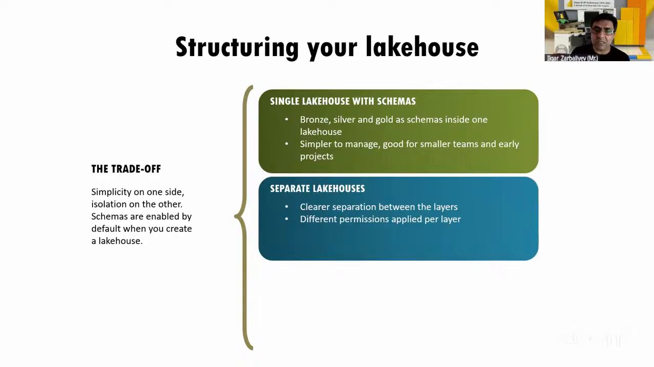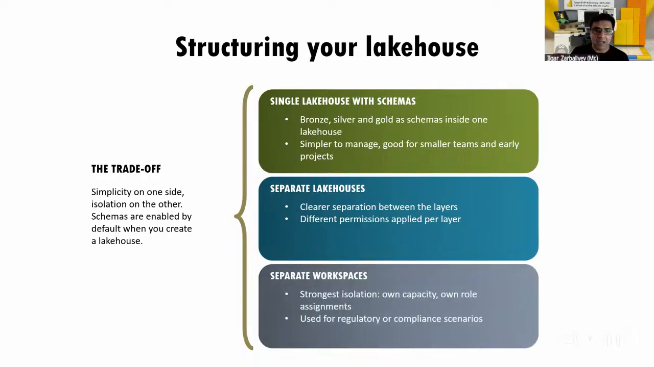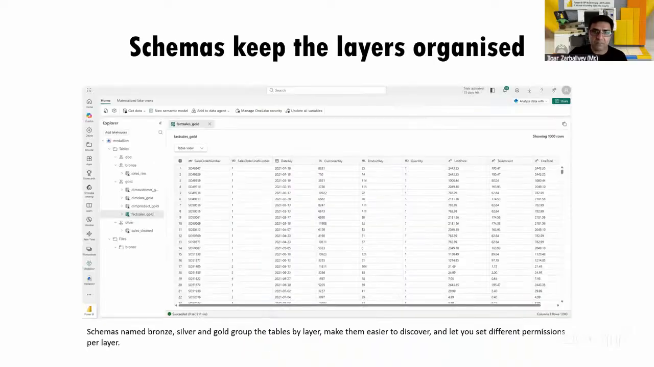Separate lakehouses give you a clearer separation and permissions applied per layer at item level. Separate workspaces give the strongest isolation. Each layer has its own capacity, its own role assignments, and a clear ownership boundary. If you are in a regulated environment or compliance requires a hard boundary between raw and curated data, this is the option. The cost is more workspaces to manage. There is no universally correct answer here. There is only the answer that matches your team size and your compliance requirements.